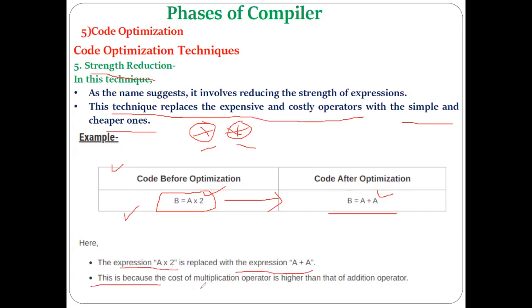This is because the cost of the multiplication operator is higher than the cost of the addition operator, and that is called strength reduction. This can be done only if it is possible, and it can be done by the compiler, and all these techniques are considered code optimization techniques.